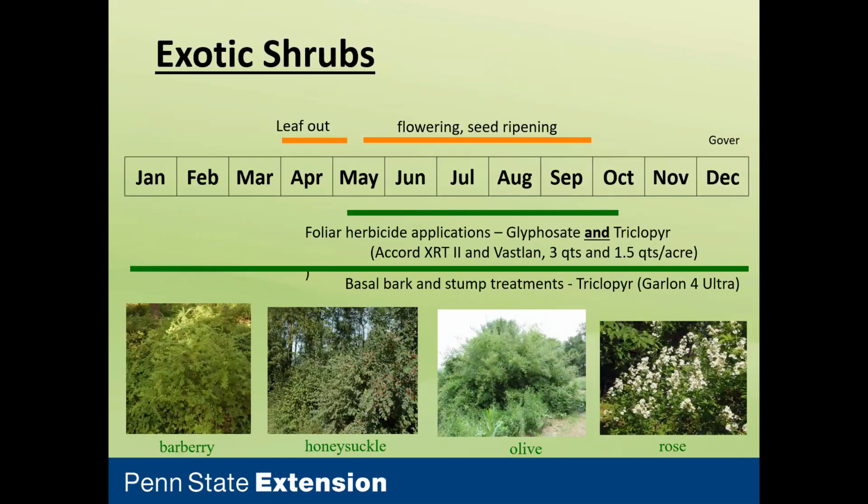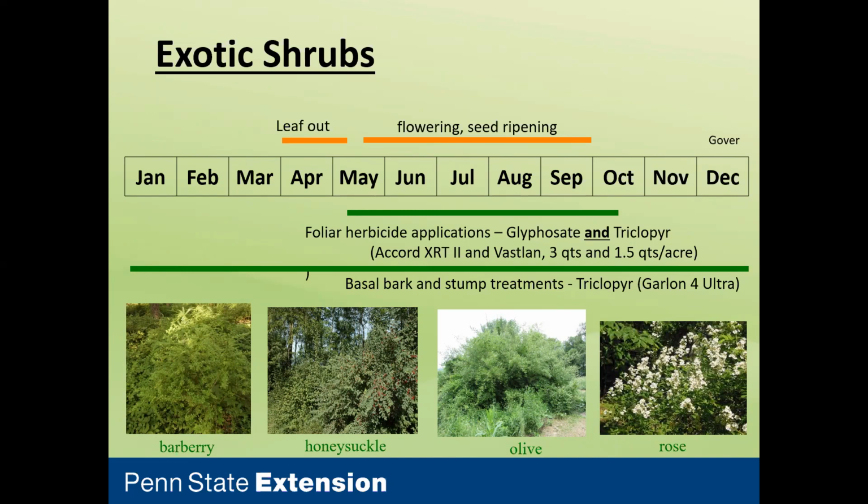And so here's the management calendar, and this would apply to all shrubs. So if you're dealing with barberry, honeysuckle, olive, multiflora rose, privet, burning bush, even any of the other shrubs that you might encounter out there, this would be the standard recommendation. So foliar herbicide applications using a combination of glyphosate and triclopyr. That's going to give you that broader spectrum of control. So examples would be using a Cordon XRT2, which is a surfactant-loaded glyphosate product, and Vastlan. Vastlan is the new triclopyr amine formulation.